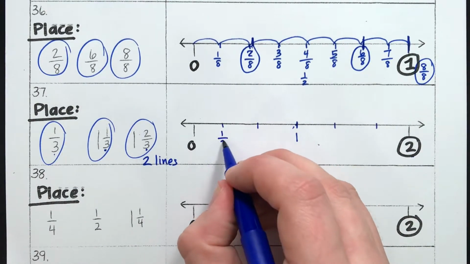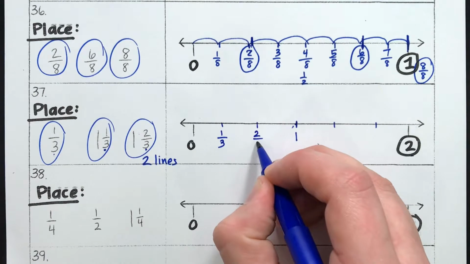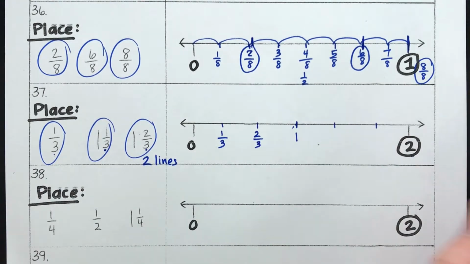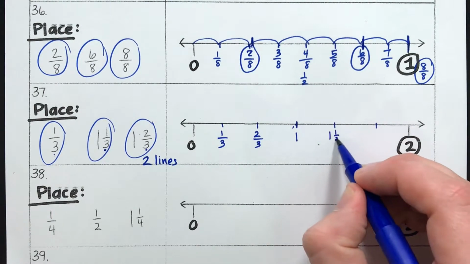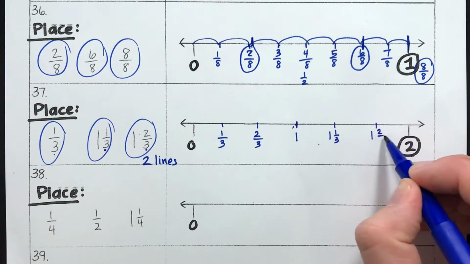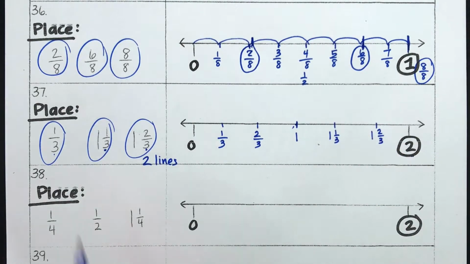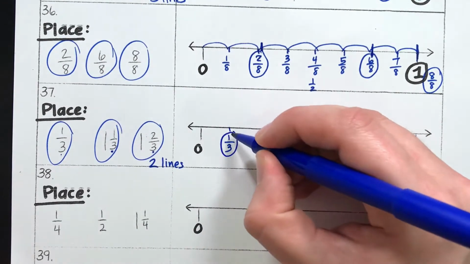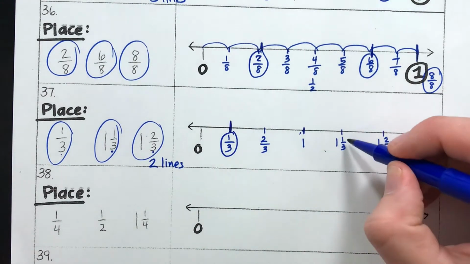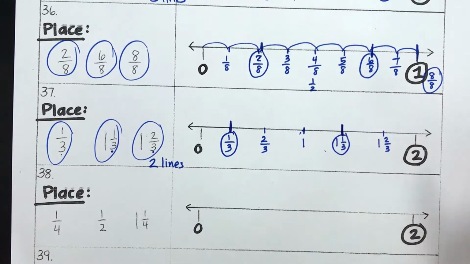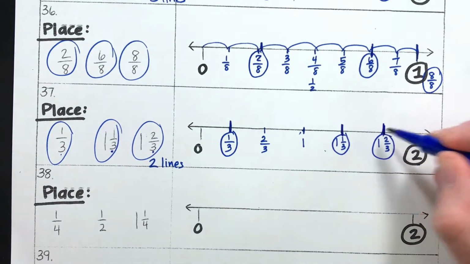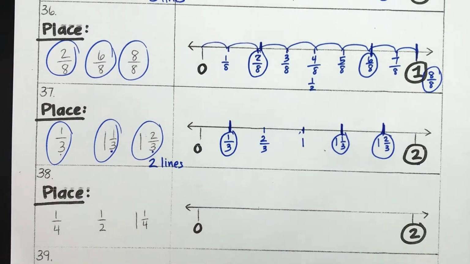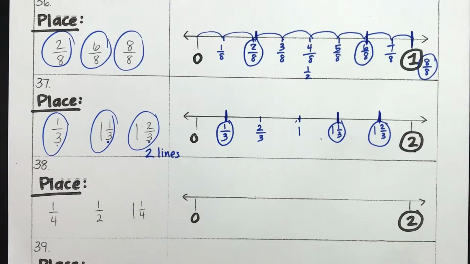So I'm gonna label each of these tick marks, 1/3, 2/3, then there's 1. Then this will be 1 and 1/3, and this will be 1 and 2/3. Okay, so let's just circle the ones that we had to place. 1/3 right here, 1 and 1/3 right here, and 1 and 2/3 right here. Okay, so these should be about where you have your fractions placed.